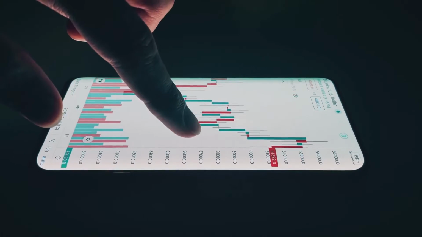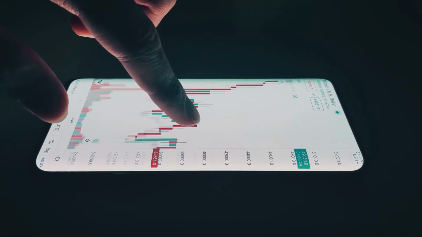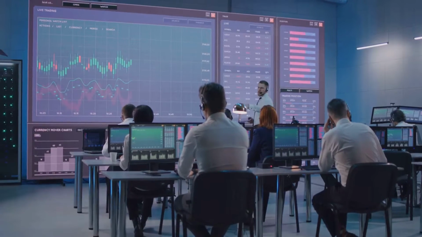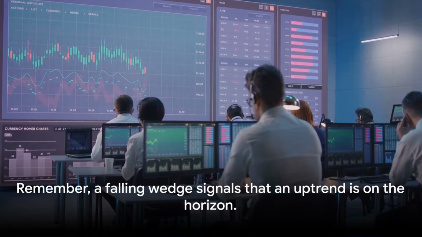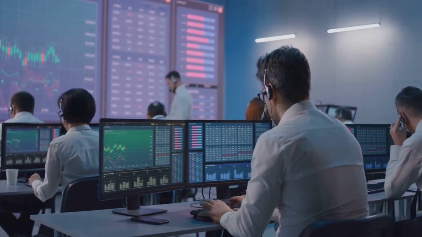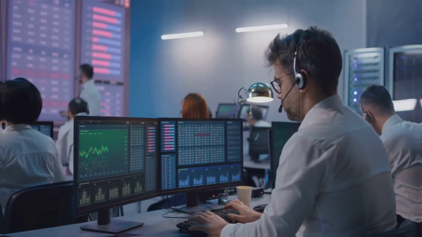Patience is key. The confirmation of a falling wedge comes with a breakout. That's when prices breach the upper trend line of the wedge, signaling that the bulls have indeed taken control. Remember, a falling wedge signals that an uptrend is on the horizon. So, keep your eyes peeled for this pattern, and you might just catch a bullish wave before it surges.